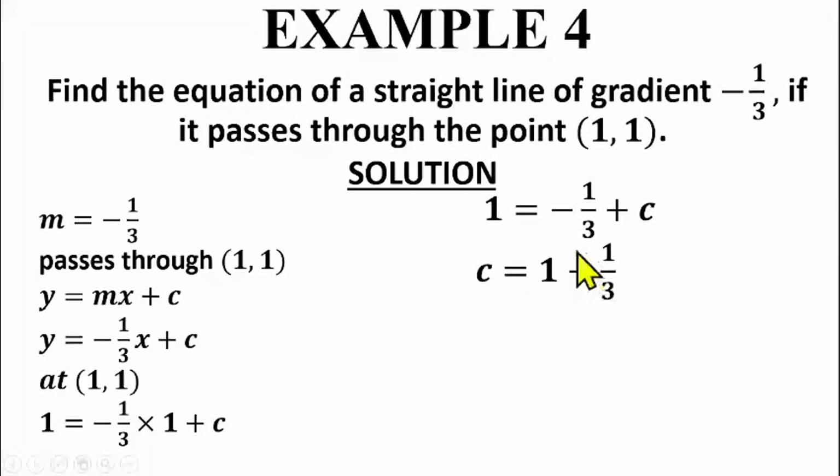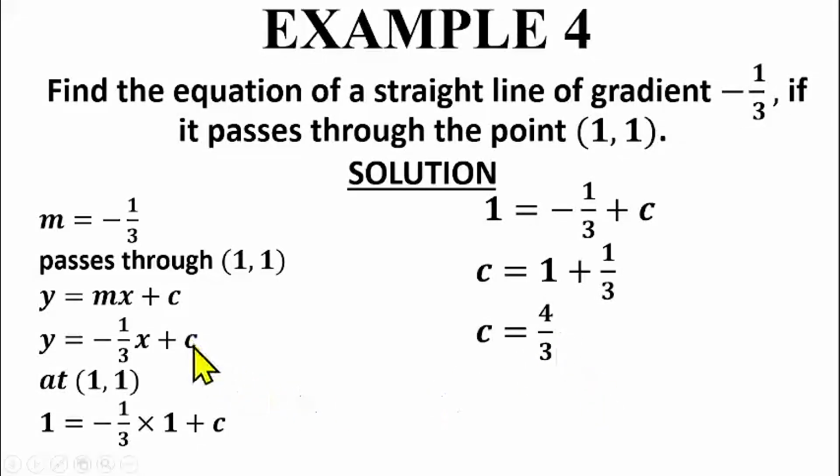We can now find the LCM here to bring this together. You can make this 1 over 1. The LCM of 1 and 3 is 3. So 1 in 3 gives us 3, 3 times 1 gives us 3. Then 3 in 3 is 1, 1 times 1 is 1, so 3 plus 1 gives us 4 over 3. Sorry, I made a mistake earlier. So that means the y-intercept is 4 over 3.